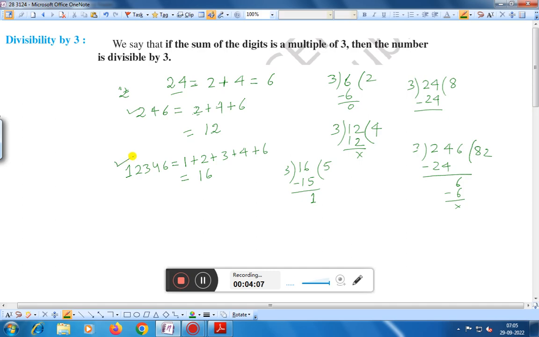Right? That means we can say that if the sum of the digits is a multiple of 3, then the number is divisible by 3. You have to remember this: divisibility by 3 means if the sum of the digits is a multiple of 3, then the number is divisible by 3.